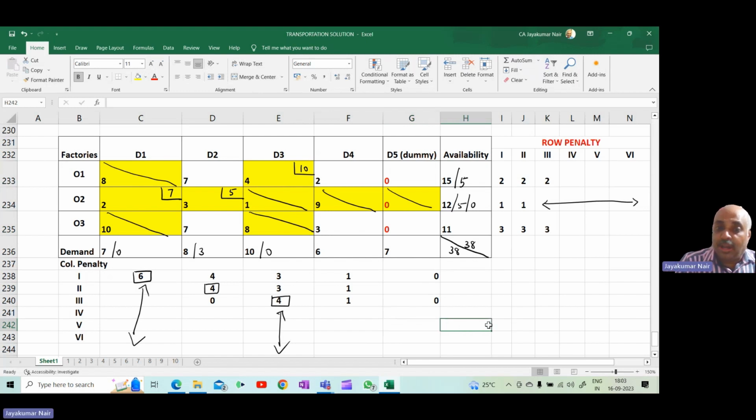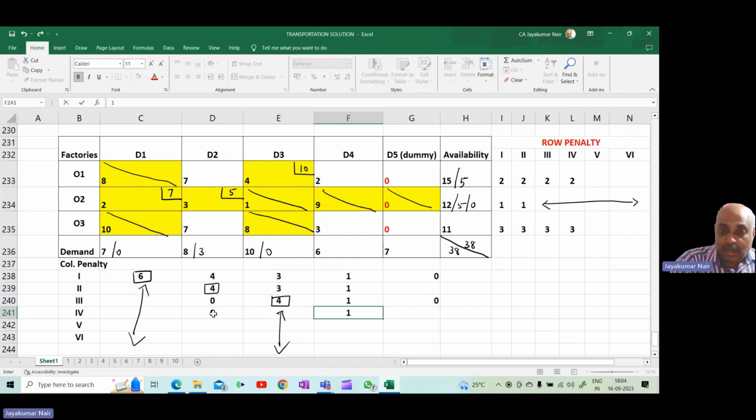Now what you have to do again, you have to calculate what is the penalty cost. It is 0 or 2. It is 2 only. 0 and 3, 3. Here it is 0. Here it is 1 and here 0. Which is the highest? Highest is 3.